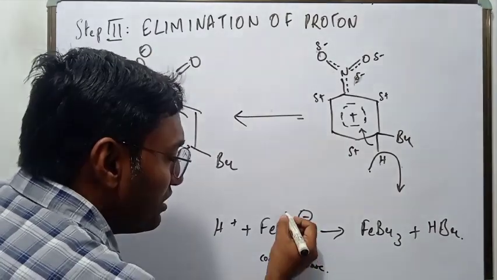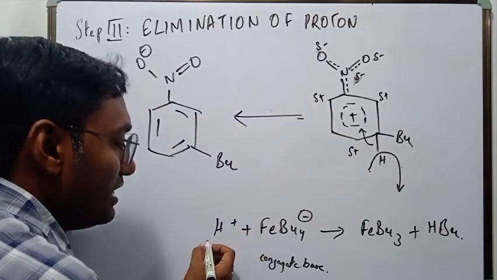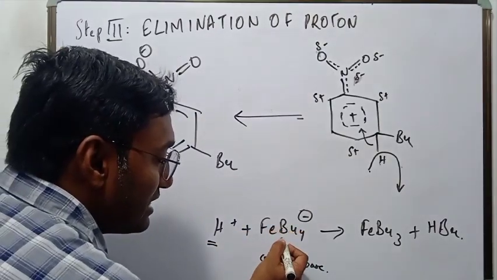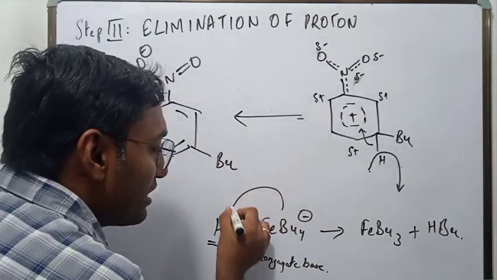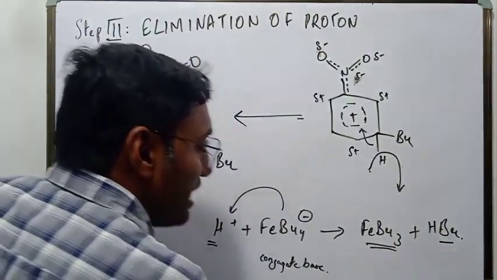Therefore, a base is something that can donate a pair of electron. Here the Lewis acid is this thing. So here what happens? It acts as conjugate base of Lewis acid. So it donates the pair of electron and it becomes HBr, and FeBr3 is back as catalyst and is restored.